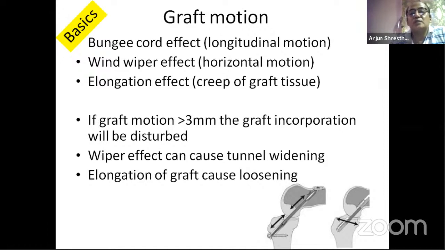So if the graft motion is more than 3 mm, the incorporation of the graft will be disturbed. And the other is the windshield wiper effect. There is a horizontal motion, because during the movement, especially in this suspension type of fixation, the tibia in respect to the femur may move anterior and posterior. So it is the horizontal motion. This can cause tunnel widening, and gradually the implant will become loosened at the interface with the condyle. The other is the creeping effect.